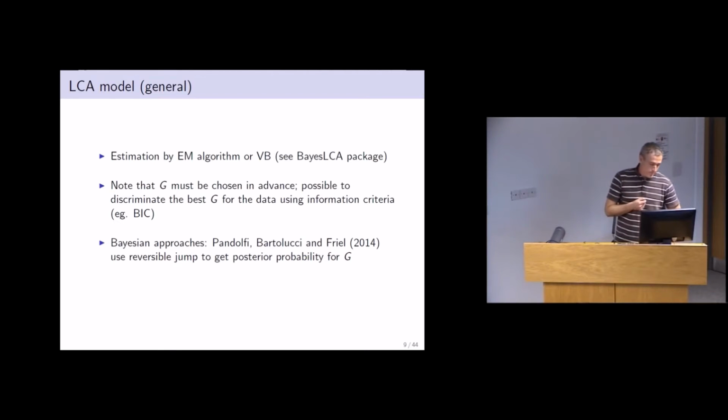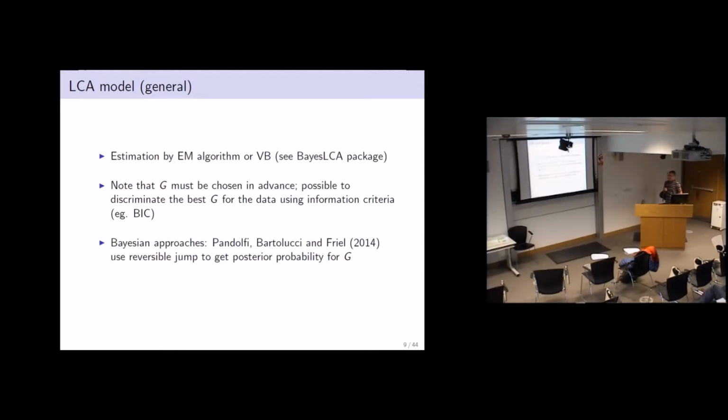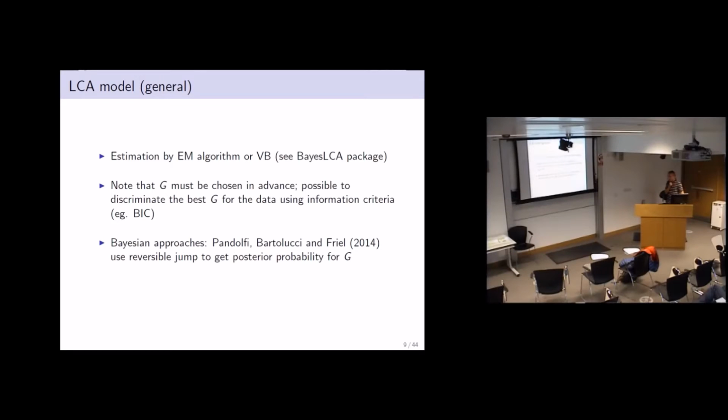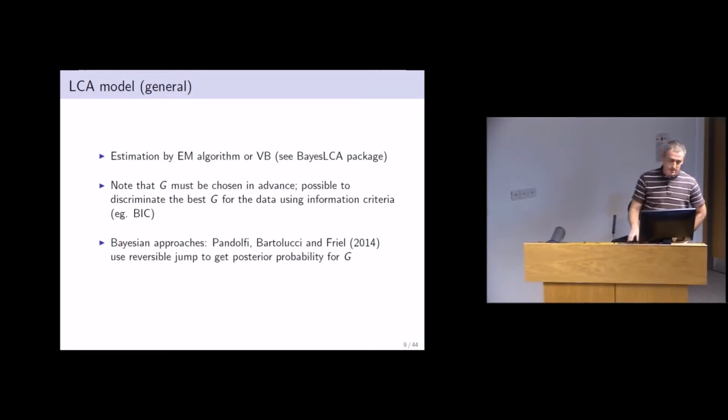There are some previous Bayesian approaches using really complicated reversible jump MCMC methods that will actually infer G directly as an unknown parameter in the model. So Silvia Pandolfi, Francesco Bartolucci, and Nial Friel had a paper where they developed a reversible jump MCMC algorithm for fitting latent class analysis models and estimating G simultaneously. But it's quite an involved process to do it.